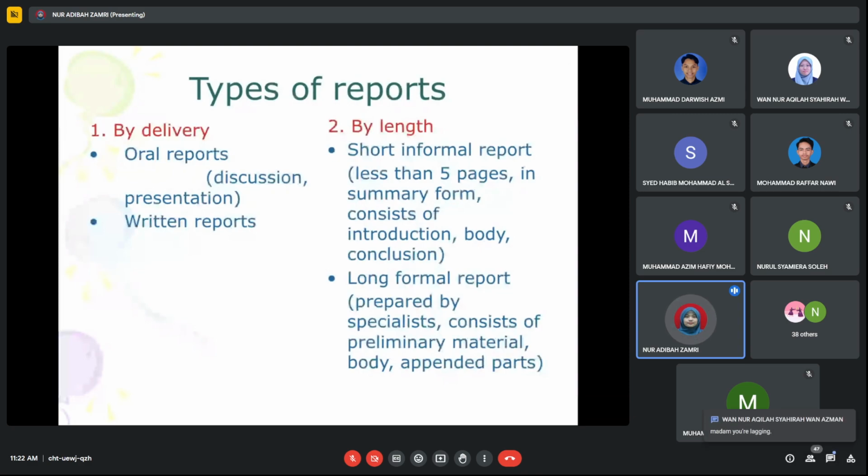And then by length, a short informal report is basically less than 5 pages, in summary form, consisting of introduction, body, and conclusion. A long formal report is prepared by specialists and consists of preliminary materials, body, appended parts, and so on. All right, yours is you're going to write your long formal report, not a short informal report.